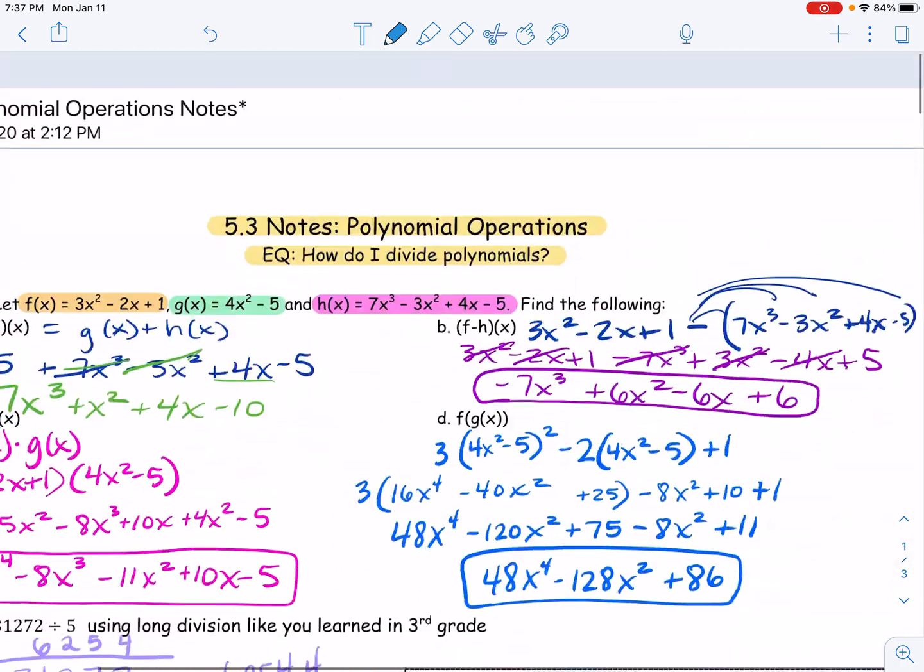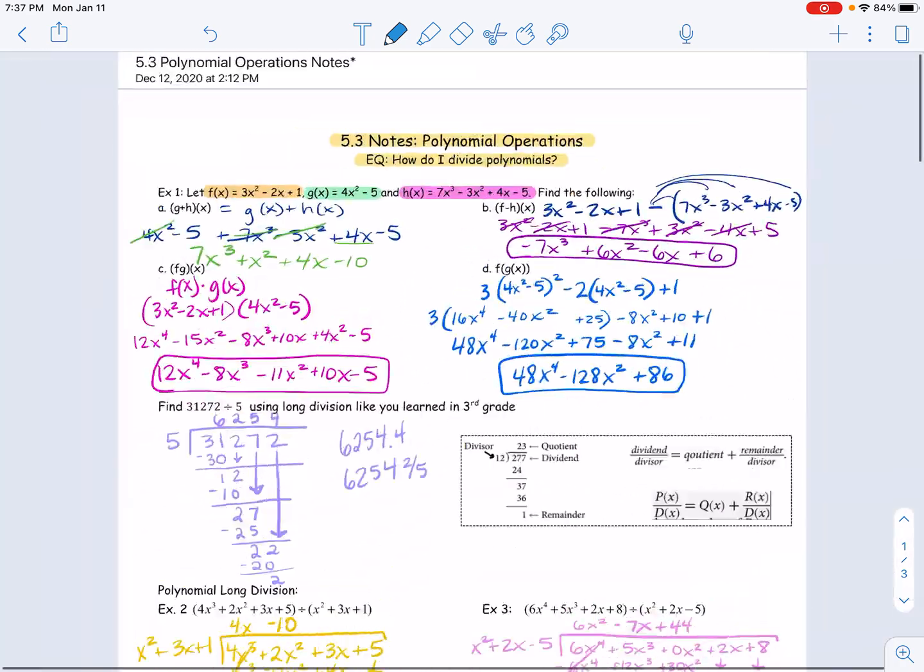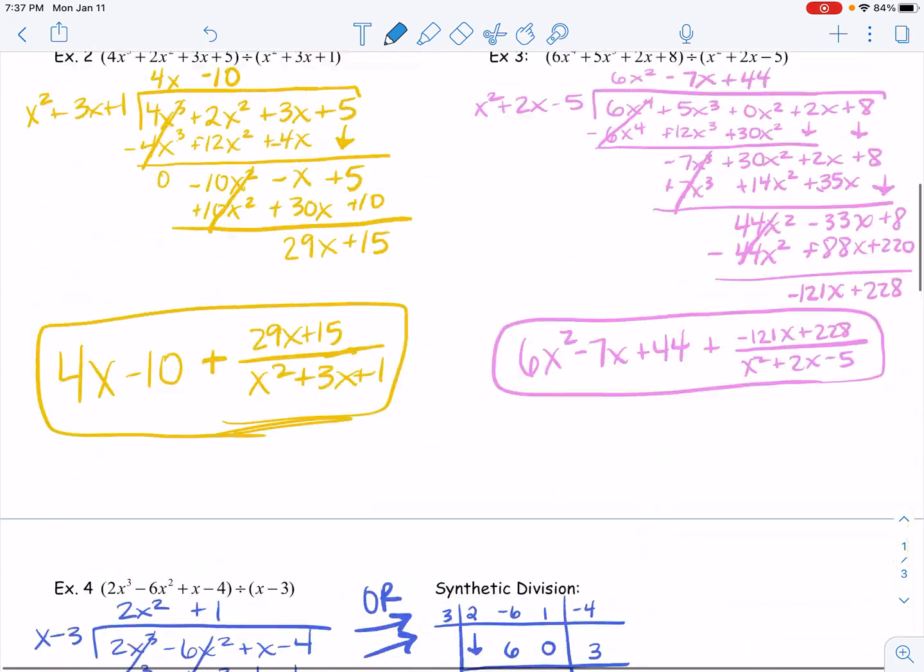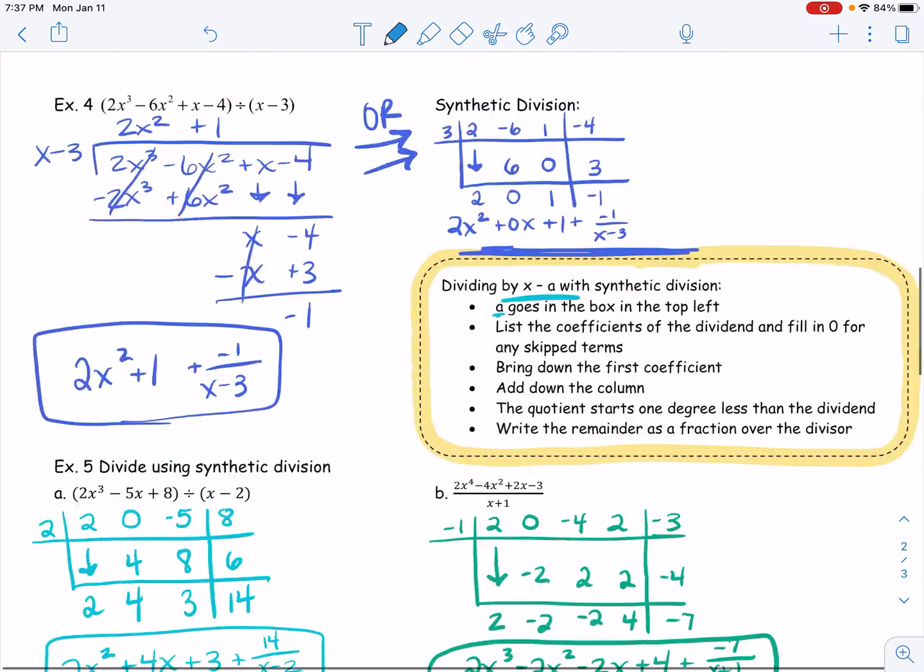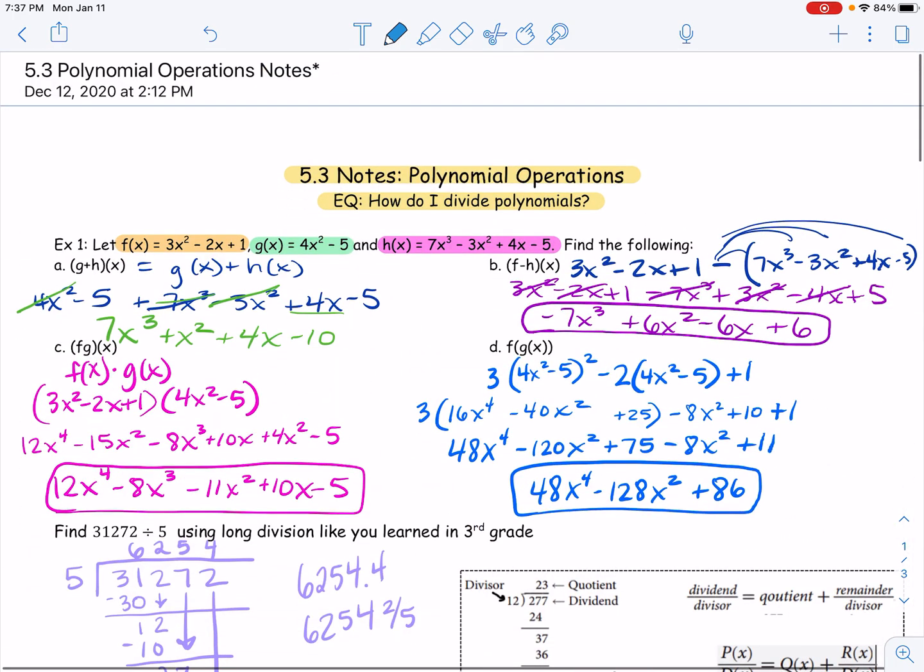Congratulations, you know how to do different operations with polynomials, specifically long division and synthetic division, okay? Make sure you study 5.1 to 5.3 so we can do well on our quiz next class.